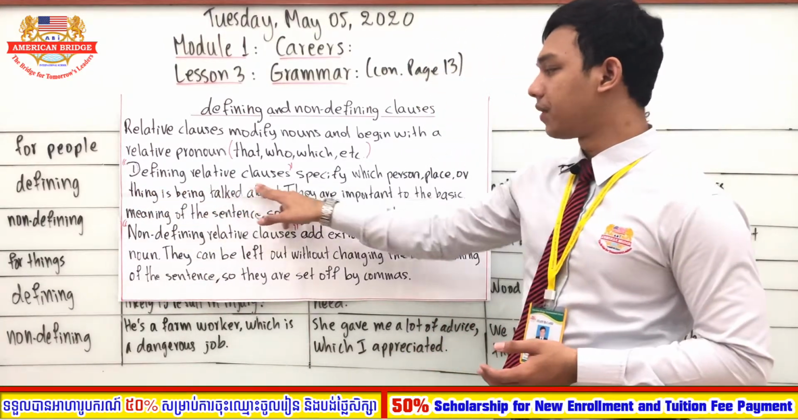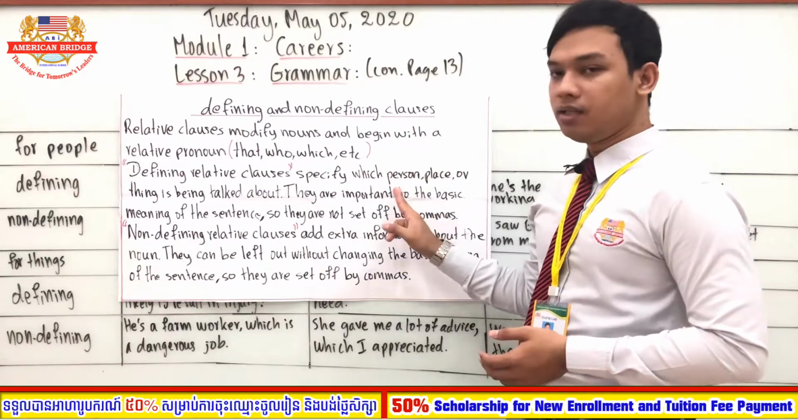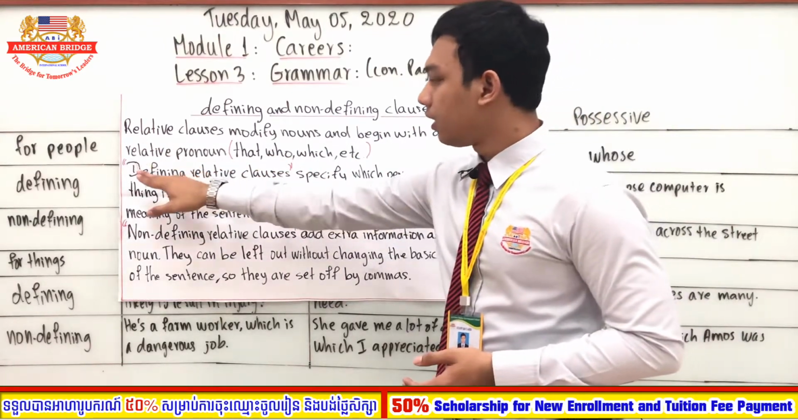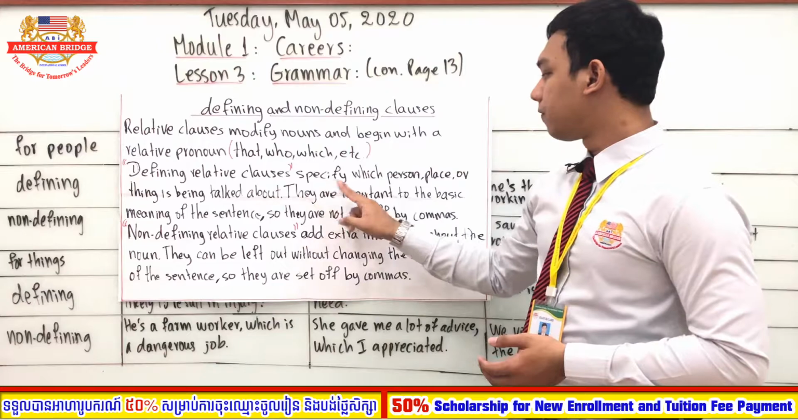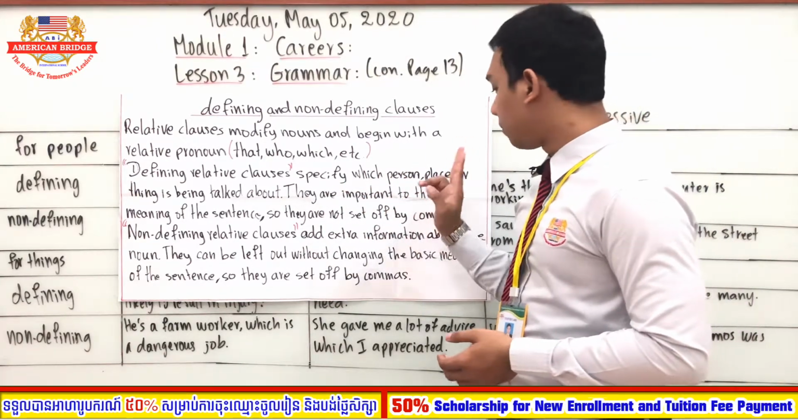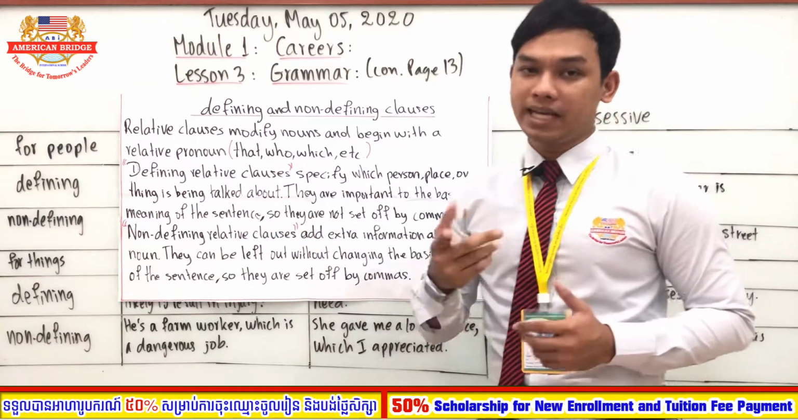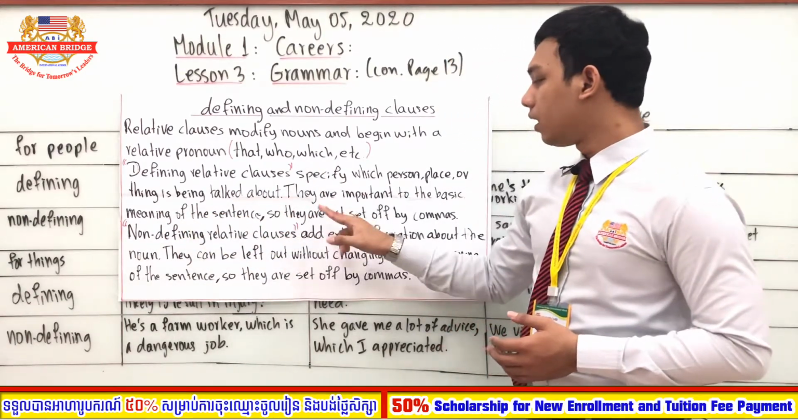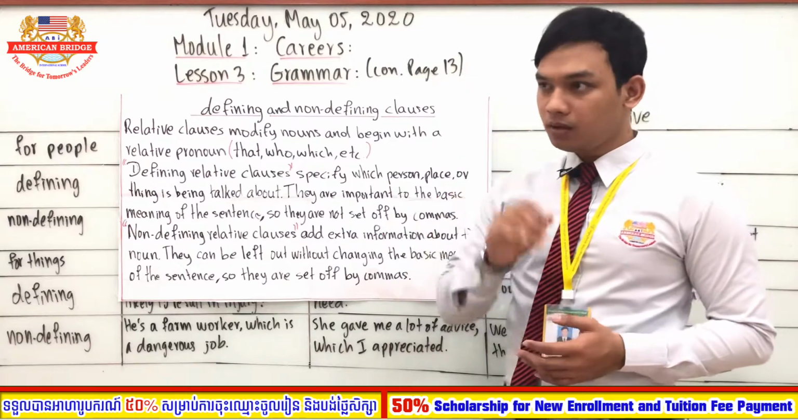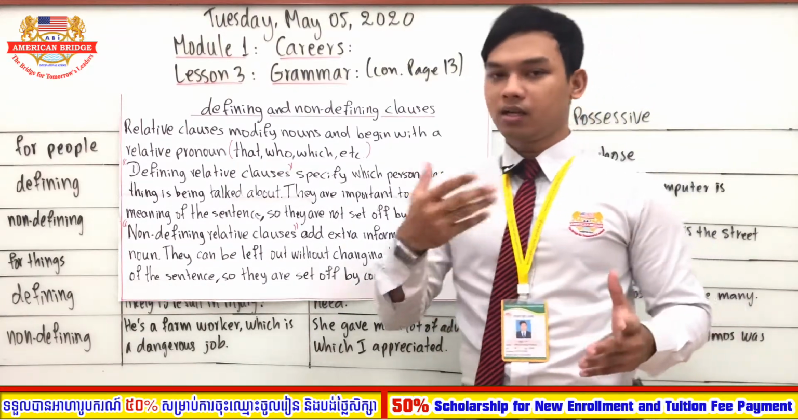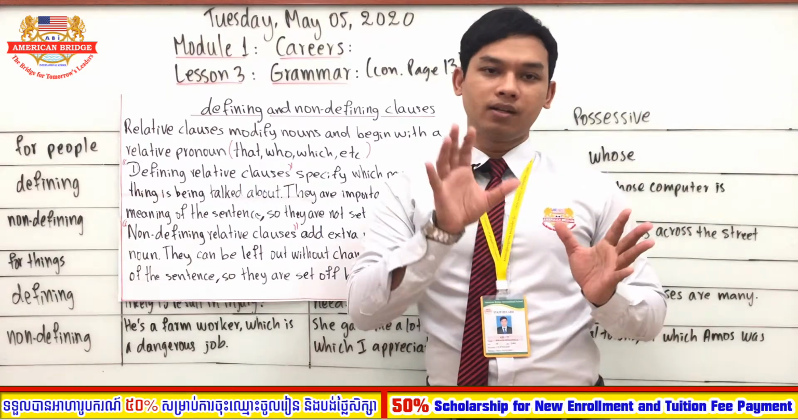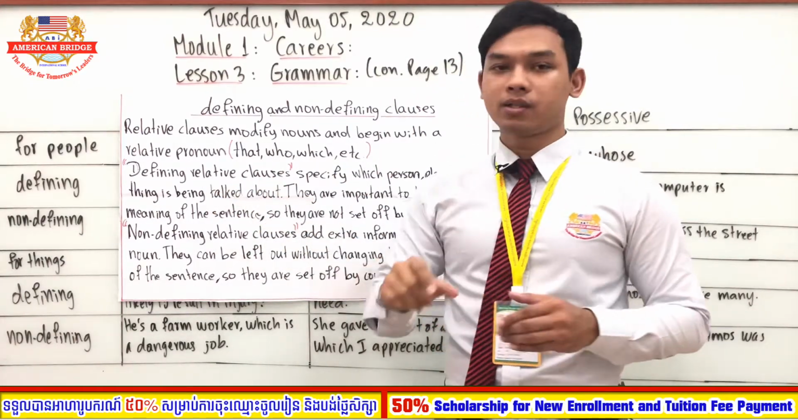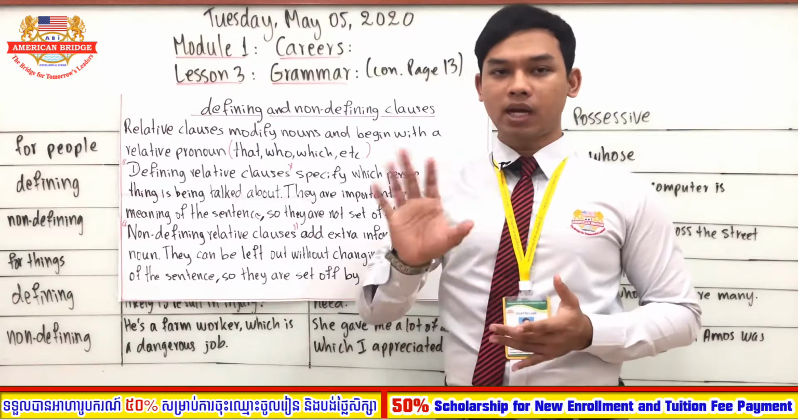Defining relative clauses specify which person, place, or thing is being talked about. They are important to the basic meaning of the sentence, so they are not set off by commas. The difference between non-defining and defining is that in the defining relative clause there is no comma between the sentence.